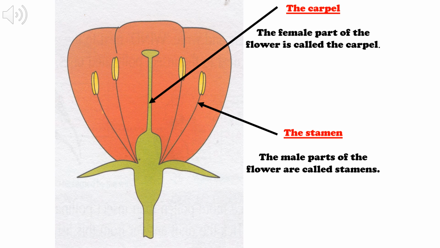So on the screen in front of you, you will see the carpel, which is the female part of the flower, and you will see the stamen, which is the male part of the flower.